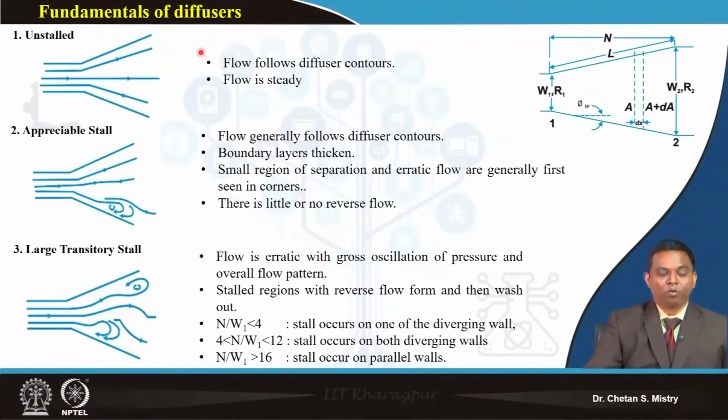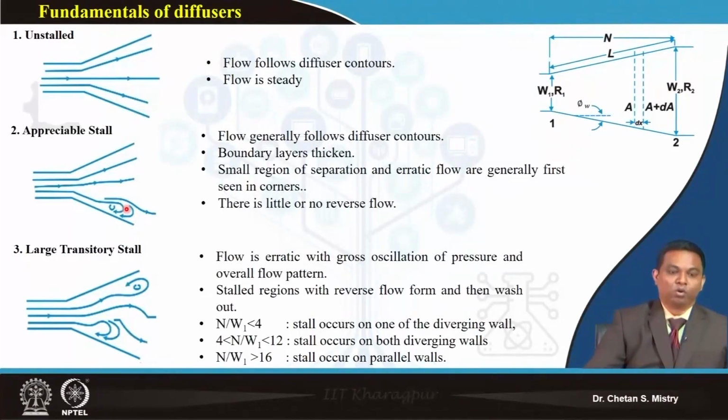Okay. Now as we discussed, we will have a change of dimension for my diffusing passage. And what it will do, if you look carefully, is that from one of the walls I will have the formation of an eddy or flow separation. That gives a thicker boundary layer and erratic flow in that particular region. There may be a little reversal of the flow in that region. That is what I am calling an appreciable stall.